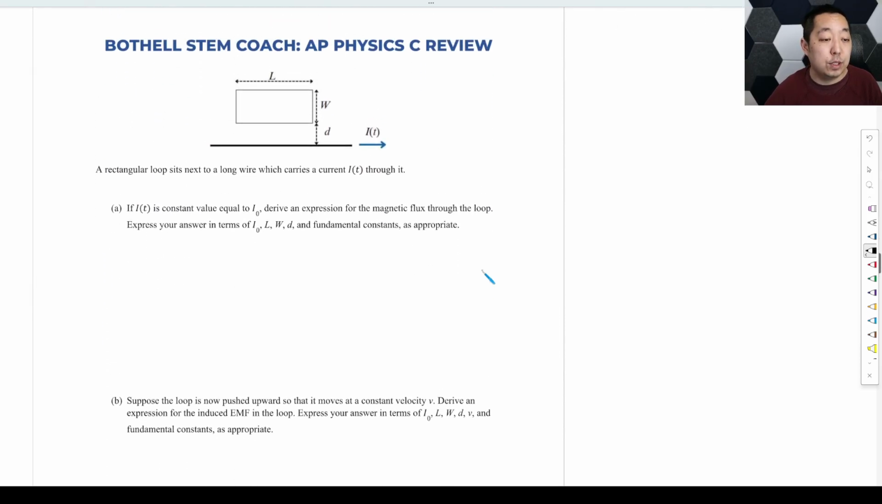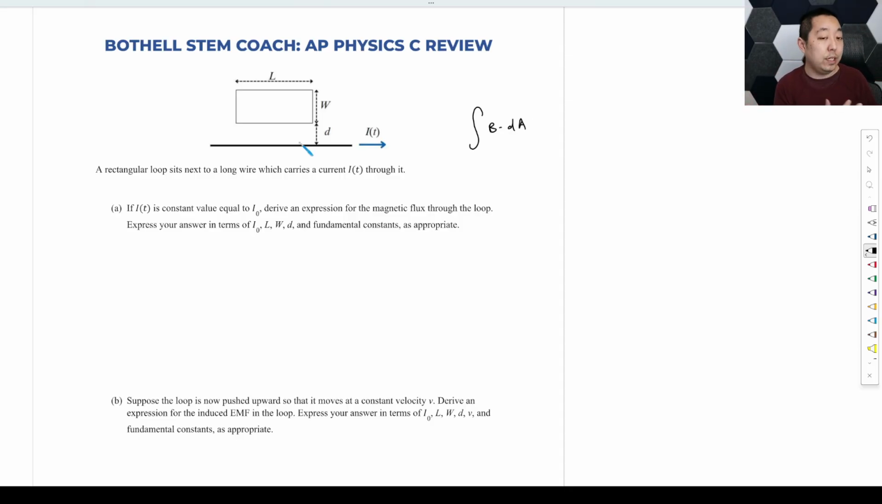Now let's look at some free response questions. So we have a rectangular loop that sits next to a long wire which carries a current I at T through it. If I at T is a constant value equal to I0, derive an expression for the magnetic flux through the loop. Express your answer in terms of the given quantities. So we want to do B dot dA. And we've got to think about the magnetic field.